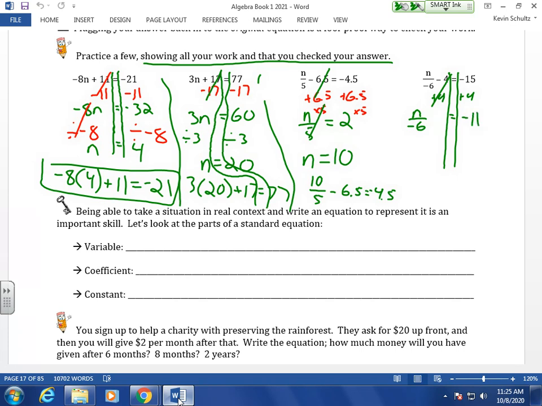Second step, we're going to multiply by negative 6. And n equals positive 66. Negative 11 times negative 6 is positive 66.